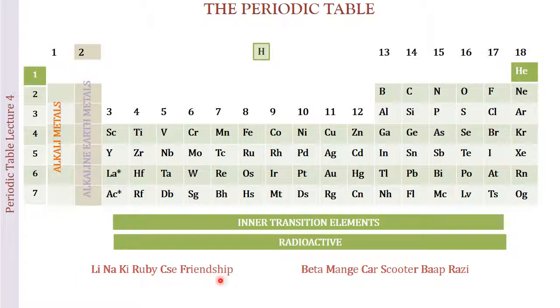And there is a mnemonic which I have to help you learn these also. So we have Li Na Ki Ruby Se friendship, which is lithium, sodium, potassium, rubidium, cesium, and francium. Similarly, the second group elements are called the alkaline earth metals. To remember them, you can remember the mnemonic Beta Mange Kar Scooter Baap Razi. So we have beryllium, magnesium, calcium, strontium, barium, and radium. I hope this helps you remember all the elements of the groups.